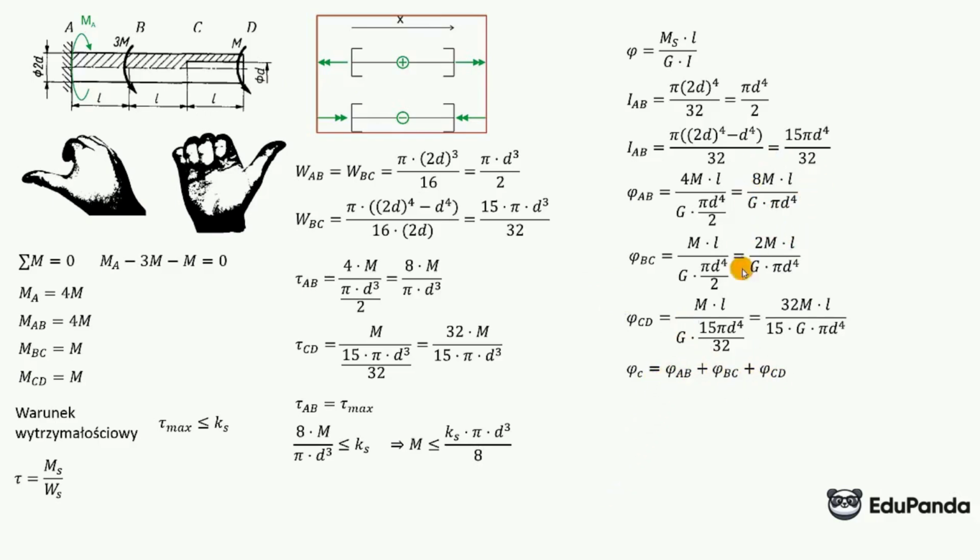Well, I put this into a calculator. You can of course do it manually if someone prefers. 182 times m times L over 15g pi d to the 4, and that's it. The task is solved. It's not particularly difficult.